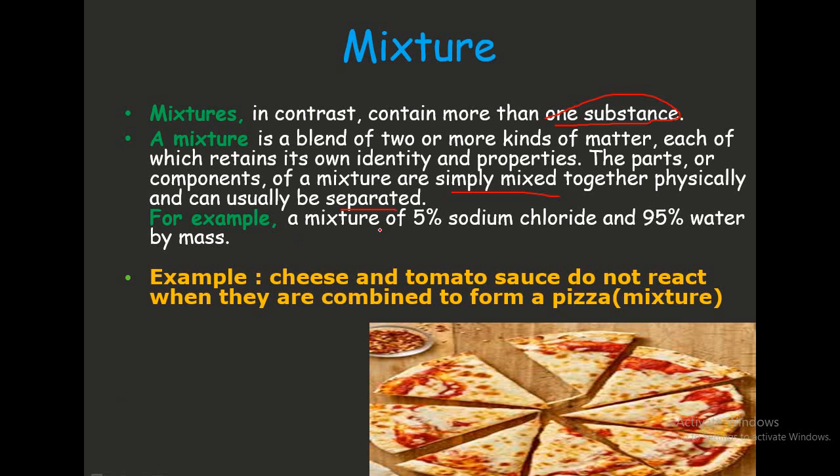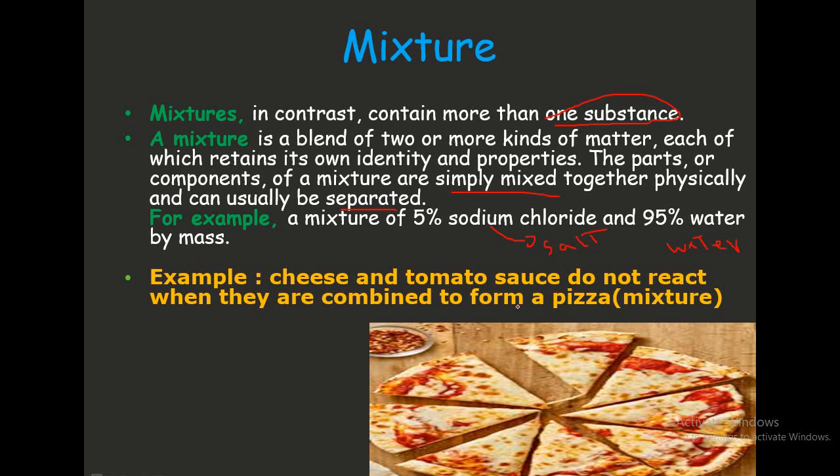Another example, a mixture of 5% sodium chloride, salt, and water. When you mix salt and water, we can separate it by boiling the salt water. When you boil salt water, what happens? The water will evaporate and the salt remains at the bottom. So we can separate it, so it's a mixture.